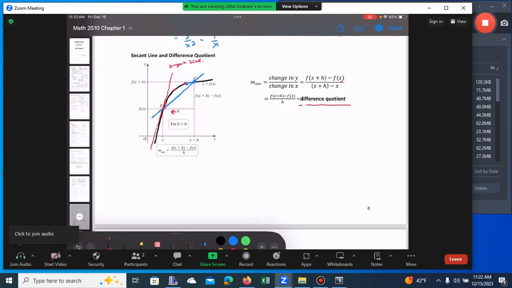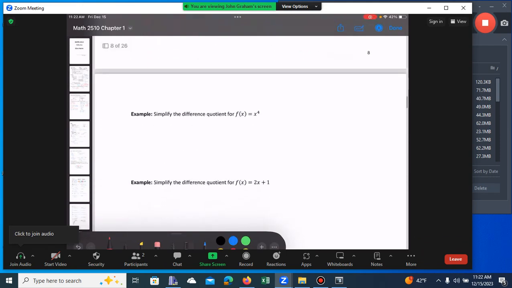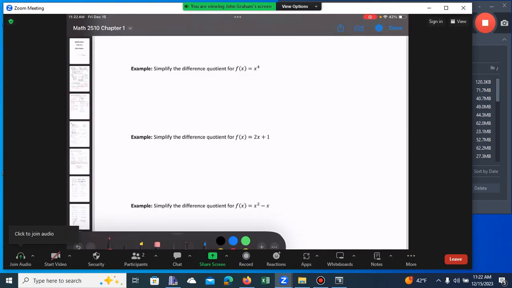Okay. So we can work out the difference quotient, simplify the difference quotient for f of x equaling x to the fourth. It's going to be x plus h to the fourth minus x to the fourth over h. And we will have to multiply out this x plus h to the fourth because the idea here is we want to cancel out h at some point, and we're going to have to cancel out the x to the fourth for that to happen. So we have to start out with multiplying this out.